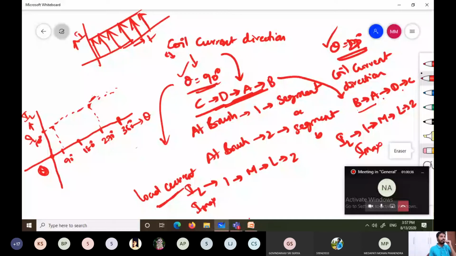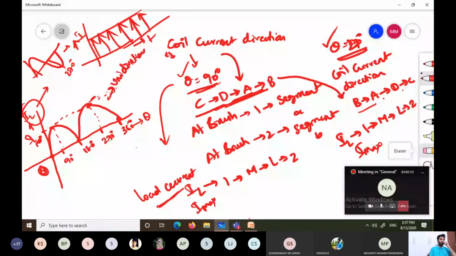So that you'll get the commutator current direction. So this is the load current. Here you can observe that the coil current is reversing at the 270 degrees position, but the load current is not reversed. That is why it is called a unidirectional current. This unidirectional current is obtained by using a commutator. Because of the rotation of the commutator, you are getting a unidirectional current. So this is the action of a commutator.